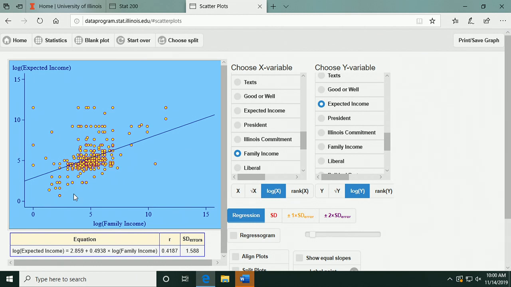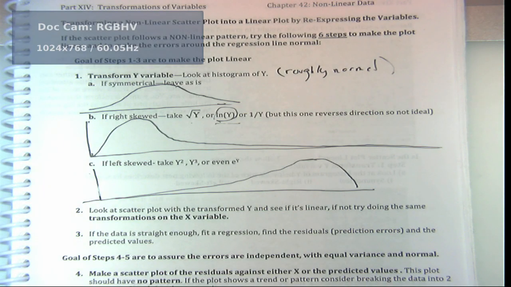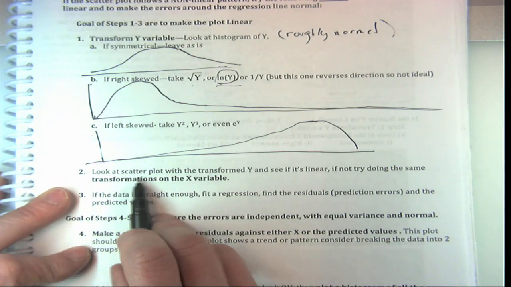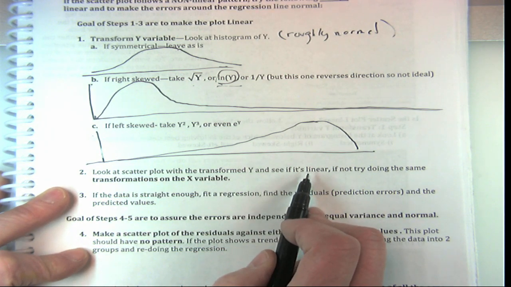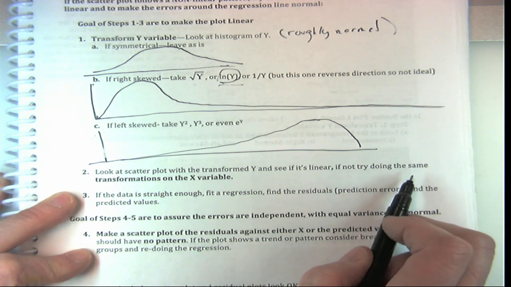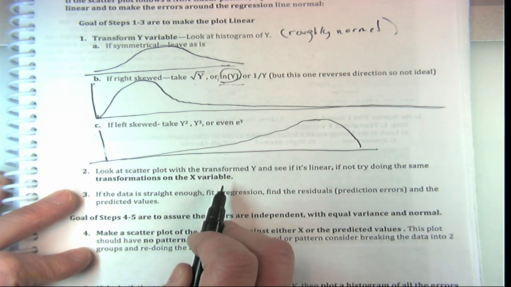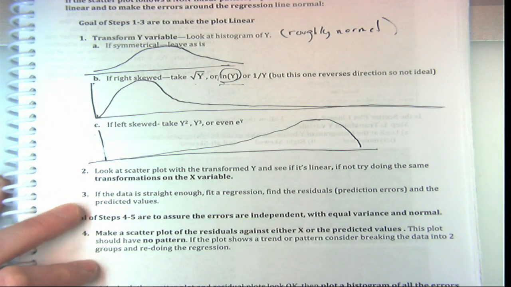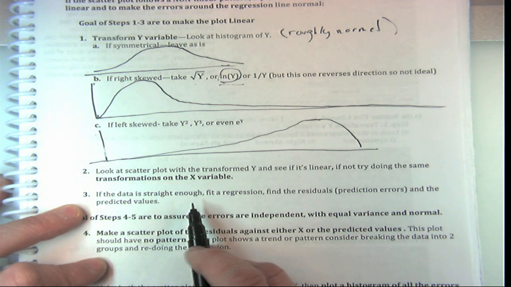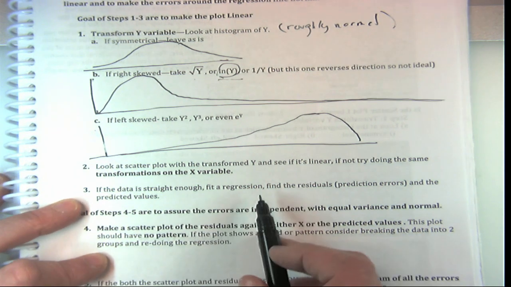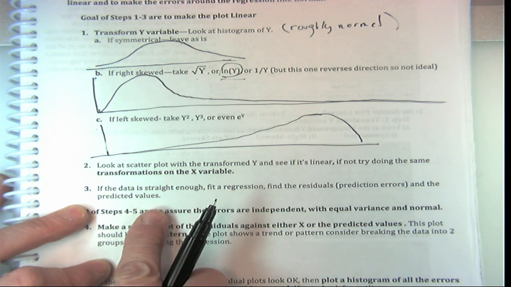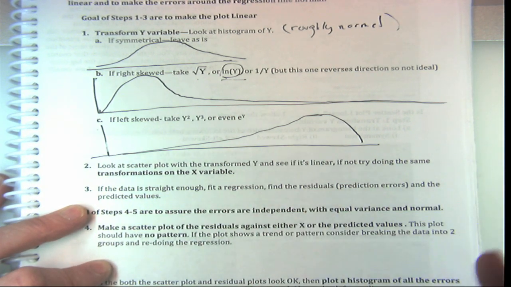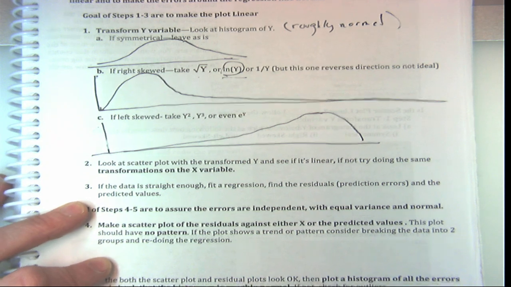So let's go back to the document camera. All right, so we did this. We look at the scatter plot with the transformed y and see if it's linear. It was not. If not, try doing the same transformations of the x variable. We did. If the data is straight enough, fit a regression line. We just did. Find the residuals and the predicted values. Oh, I could have. They would have looked good.